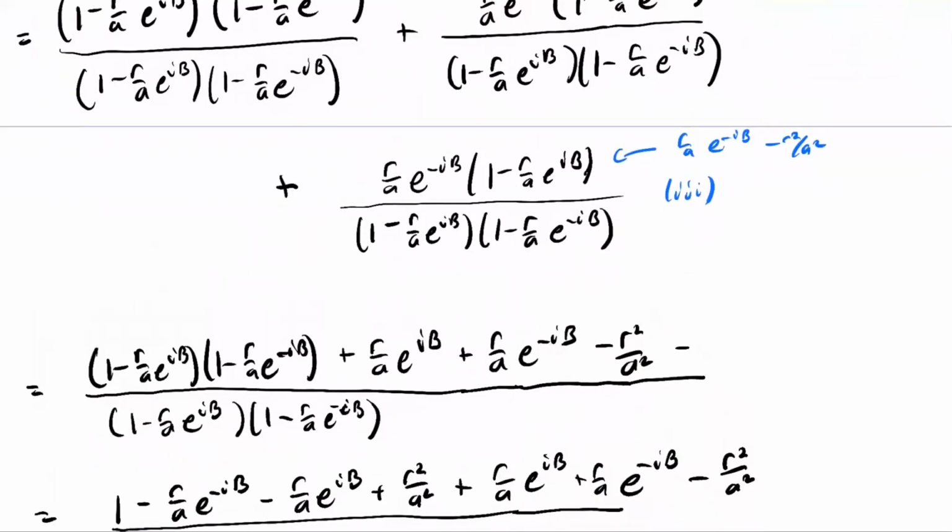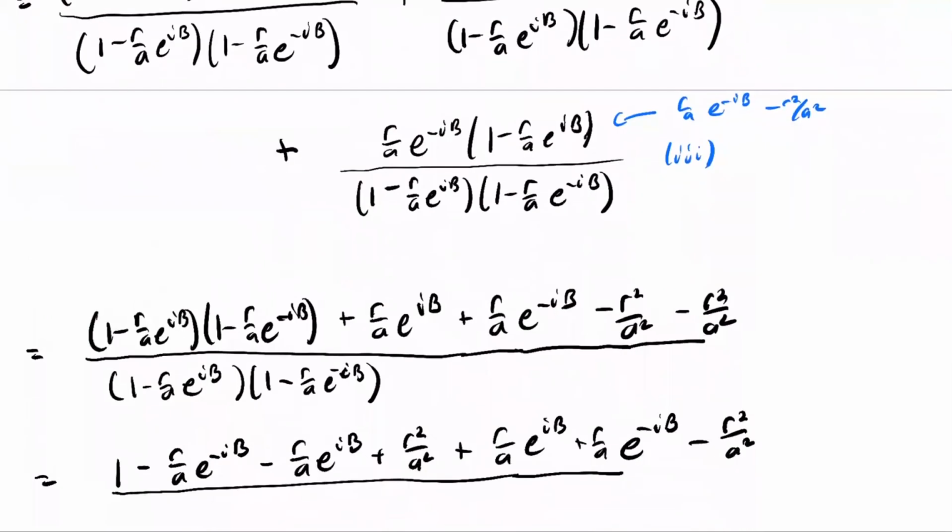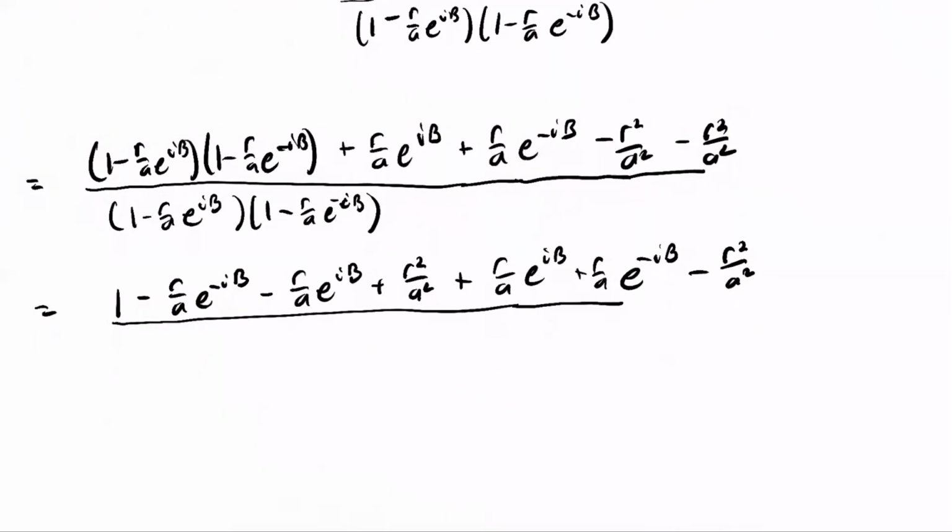Right, sorry, there should have been a second r squared over a squared. This is why I just paused for a second, because we had two of these here, and when I copied it over, I only had one. So we have minus r squared over a squared again.